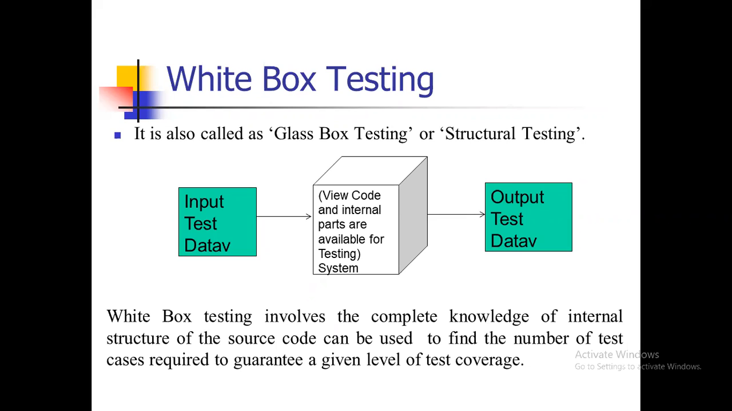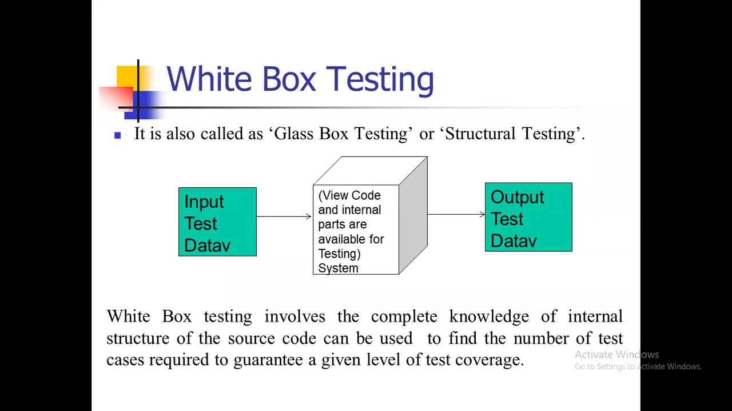So here white box testing involves the complete knowledge of internal structure. In white box testing, we are going to test the internal parts or we are going to test the code. In black box testing, we are just testing the functionality of the system. But in white box testing, we are testing the code or internal parts that are available for testing. White box testing involves the complete knowledge of the internal structure of the source code. It can be used to find the number of test cases required to guarantee a given level of test coverage.